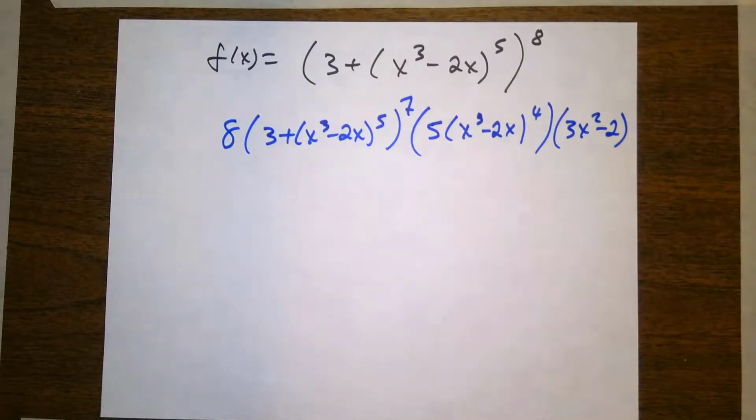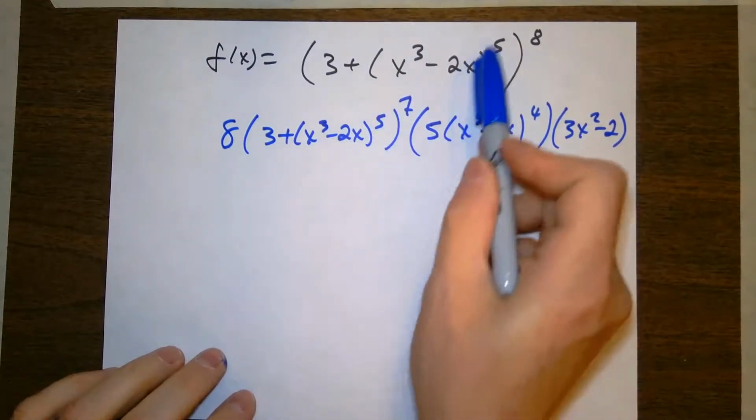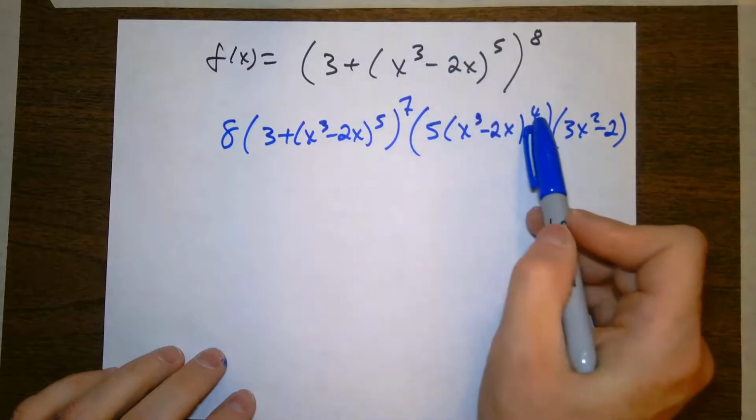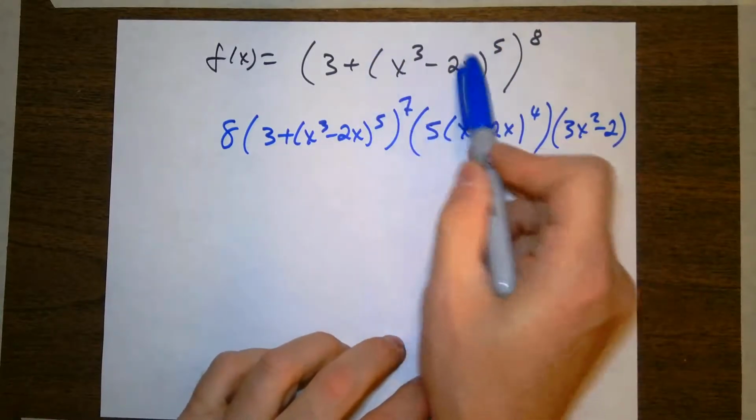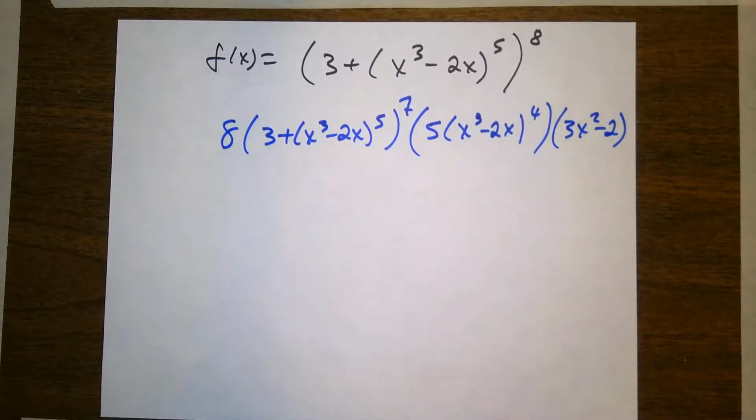So there it is, all in one go. 8 times this whole thing to the 7th power. The derivative of the whole thing is 5 times that to the 4th power, times the derivative of that, which is this. So just take a look at this. See if this makes sense now. Are you beginning to see it?